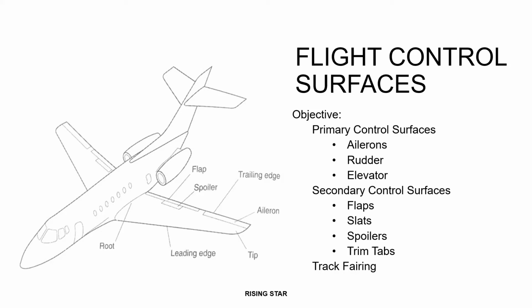Today I'm going to teach you about the flight control surfaces. Our main objective will be to focus on primary control surfaces, the secondary control surfaces and track fairing.